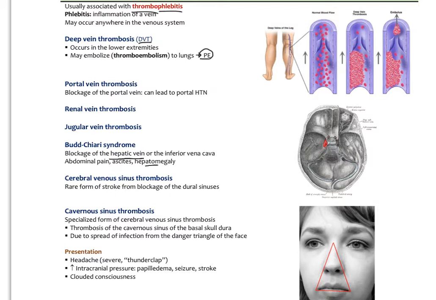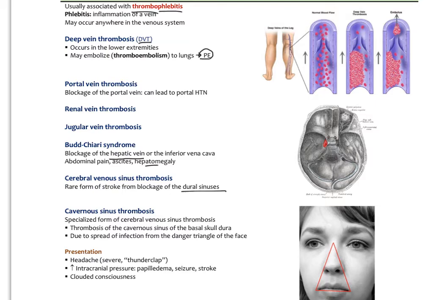And then cerebral venous sinus thrombosis. This is basically a clot, a thrombus that forms inside the dural sinuses. Remember, the dural sinuses are what drain all the blood from the brain. So that's forming a thrombus there.